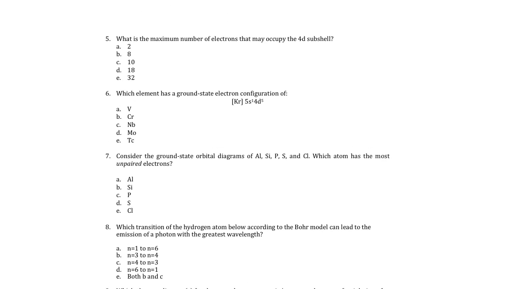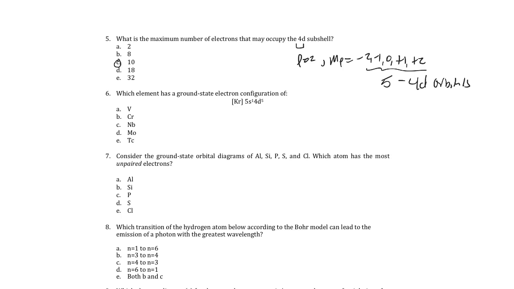Number 5, what is the maximum number of electrons that may occupy the 4d subshell? So the 4d subshell, L is equal to 2, so the m sub L range is minus 2, minus 1, 0, plus 1, plus 2. That's where we get that there would be 5 4d orbitals. 2 electrons can go into each, so that's going to give us 10 maximum electrons in that particular subshell.